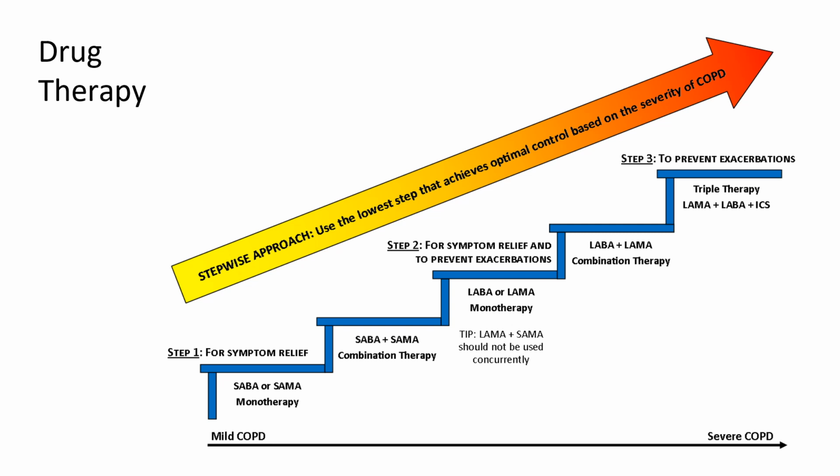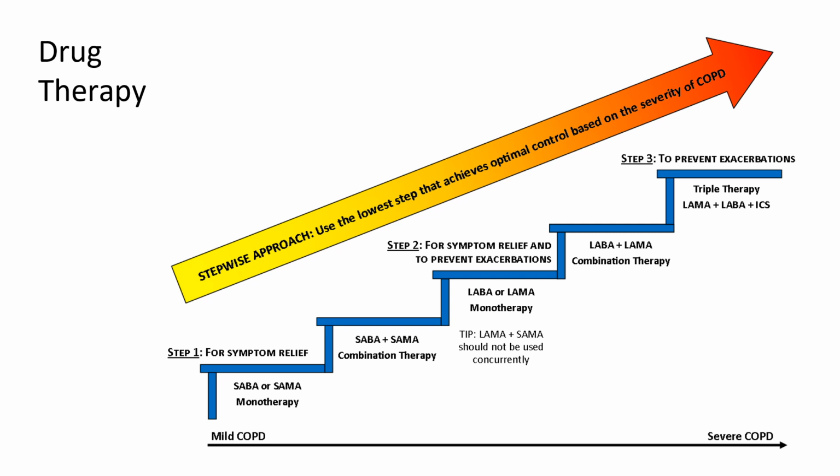So with drug therapy in chronic obstructive pulmonary disease, it is with a stepwise approach, right? We'll use the lowest step to achieve the optimal control based on the severity of COPD. Right? For mild or moderate symptoms, we usually like to start our patient off with a SABA or a SAMA. SABA stands for a short-acting beta agonist, or SAMA, which is a short-acting muscarinic agonist. Right? We consider this monotherapy, so it's either one or the other. Right? We consider short-acting drugs a lot of times as rescue inhalers, and this is just for symptom relief.